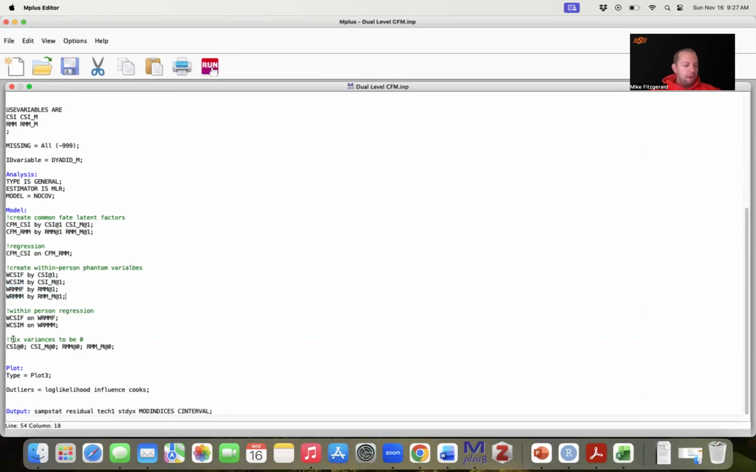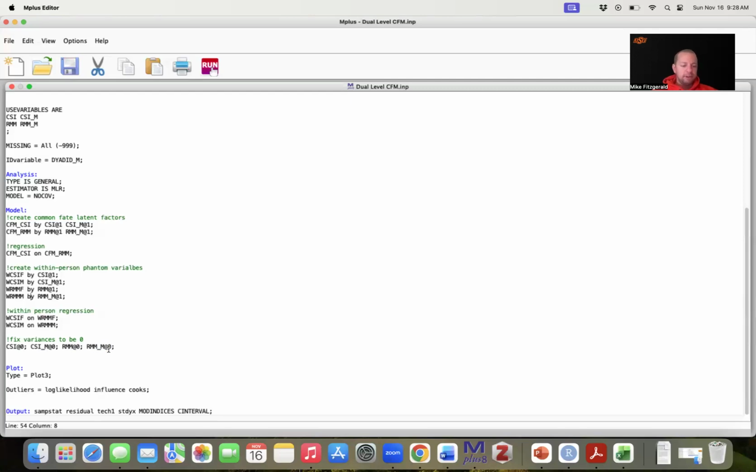Right? And then what we do here is we are going to fix the variances of these observed variables to be zero. So essentially what we're doing is we're saying there's going to be no variation of these observed variables. Instead, we're going to pull all that variance apart, kind of like you do in a multi-level model, and we're going to either allocate it to what is shared at the dyad level up here, or what is unique to the individual right here. Okay. And so that's essentially what we are doing by fixing these variances to be zero.